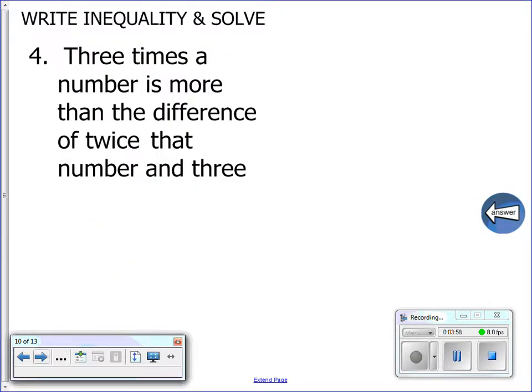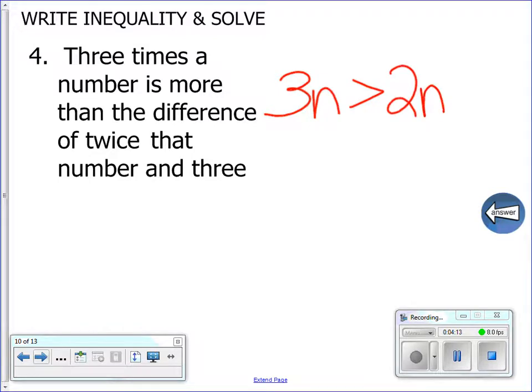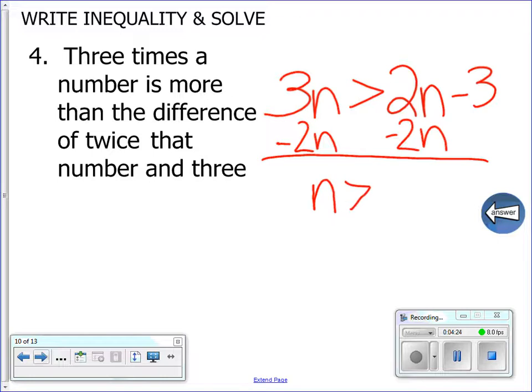This one we have to write the inequality and then solve. So it says 3 times a number is more than, greater than, it does not say greater than or equal to, it says greater than, the difference between twice that number, so difference is a subtract, and 3. And now we just solve this. We're going to subtract 2n from both sides. I get n is greater than, that's 0, -3. And that's my answer.